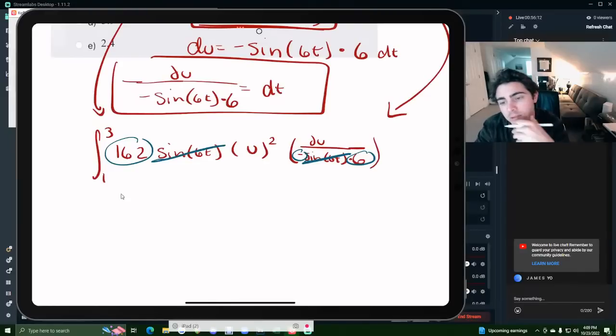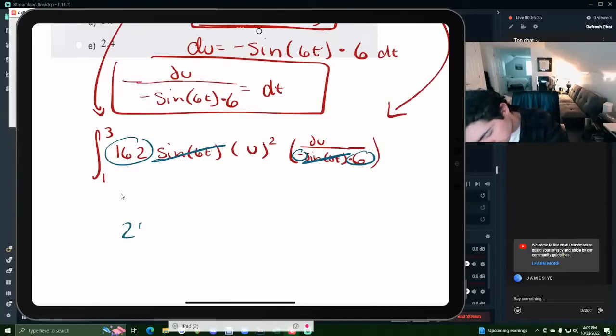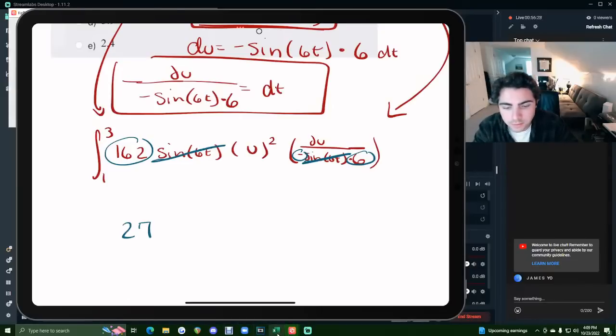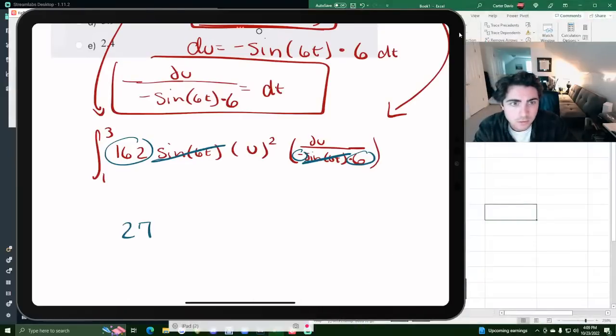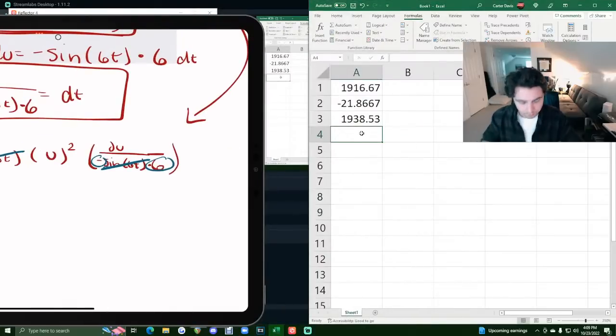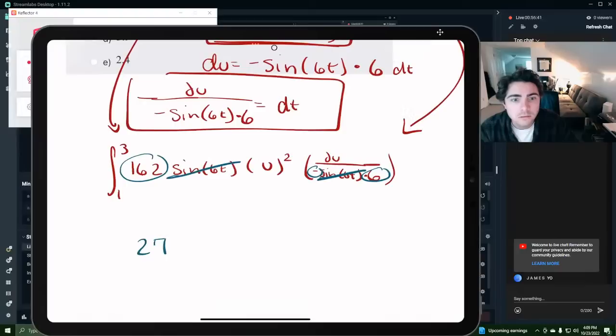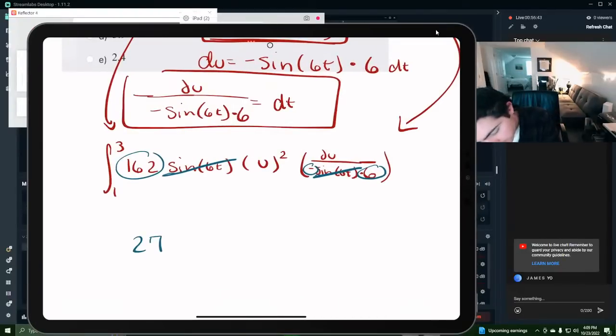What is that? Let's see if we can do it in our heads. 60, 120, it's 42, so 27. Excel check. Let's see, 162 over negative 6. Negative 27. Did I forget the negative? I did. I almost would have forgotten it.